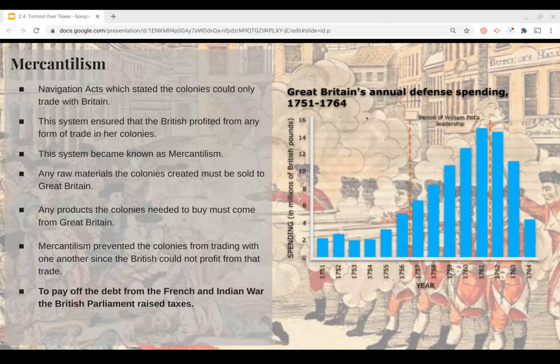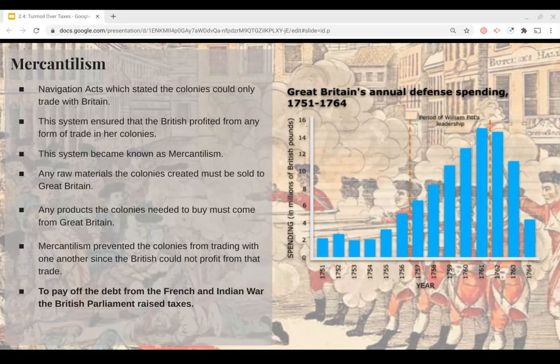Now, in order to pay off the French and Indian War, the British Parliament are also going to add taxes. So not only do you have the British controlling trade, but now the British are going to think, well, now we need to make sure that we can pay for the French and Indian War, which made these colonies safe to begin with, and we're going to raise taxes on them to more or less pay for the war.